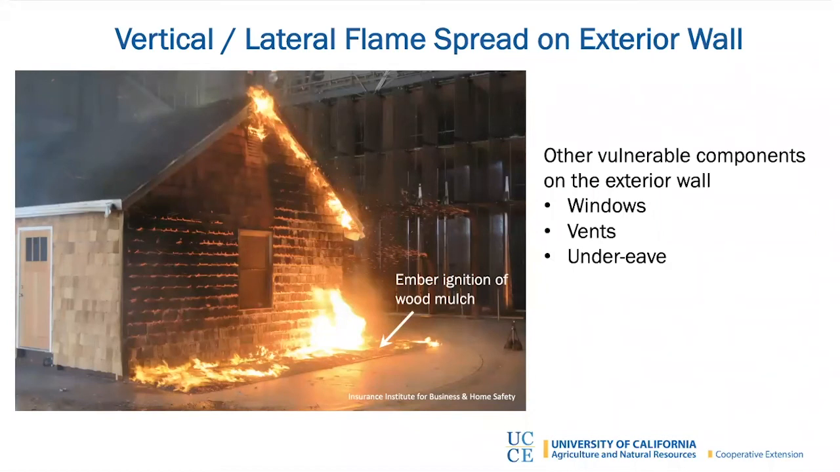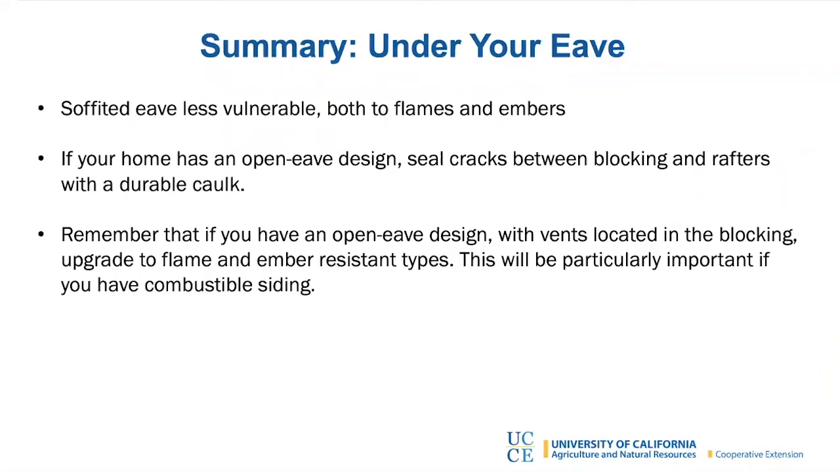easy to say anyway, is this use of the non-combustible zone that we've been talking about over the course of these video series. So to summarize what we've just been talking about, soffitted eaves are less vulnerable both to flames and embers. If you have an open eave design, seal those cracks with a good durable caulk that would minimize the chance for embers to accumulate in those crack areas between blocking and rafter. And that would be taking care of a large part of the problem.